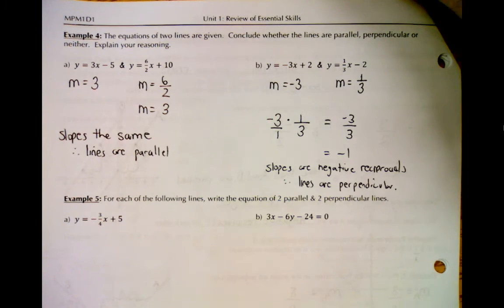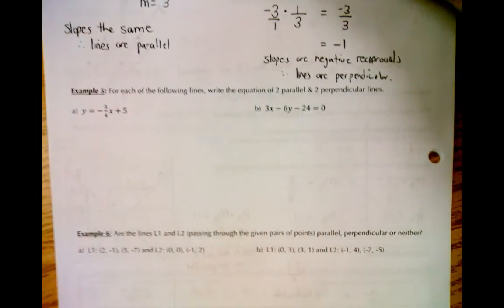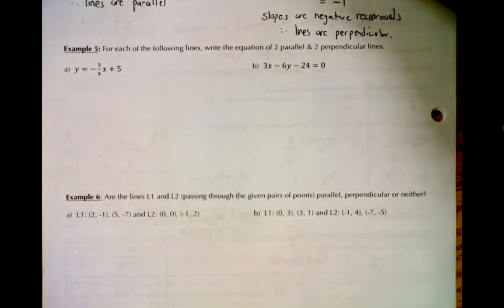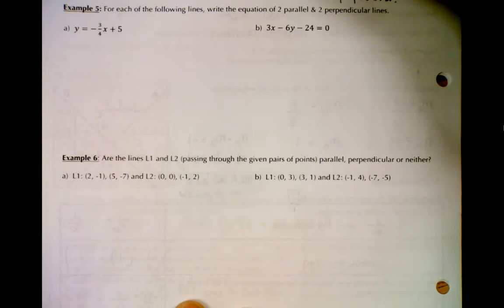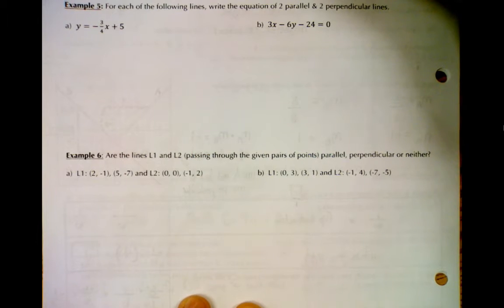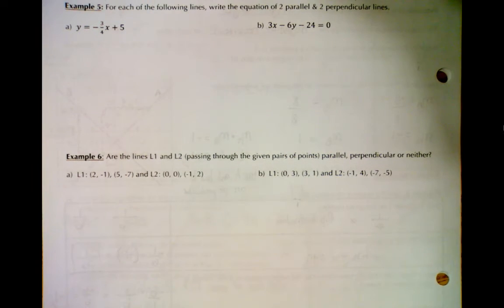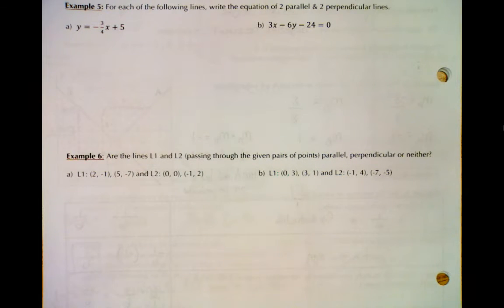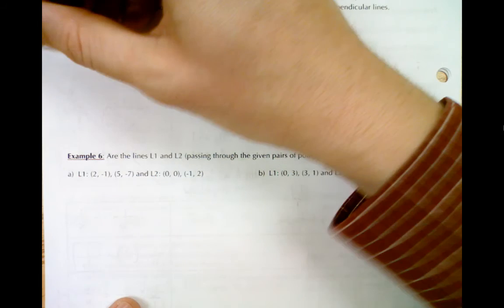All right, example 5. For each of the following lines, write the equation of 2 parallel and 2 perpendicular lines. Let's see if I can get all the way down and cover it up perfectly. Perfect. 2 parallel, 2 perpendicular. So we want 2 lines with the same slope, 2 lines with negative reciprocal slopes. So let's start with this one. Let's do parallel.